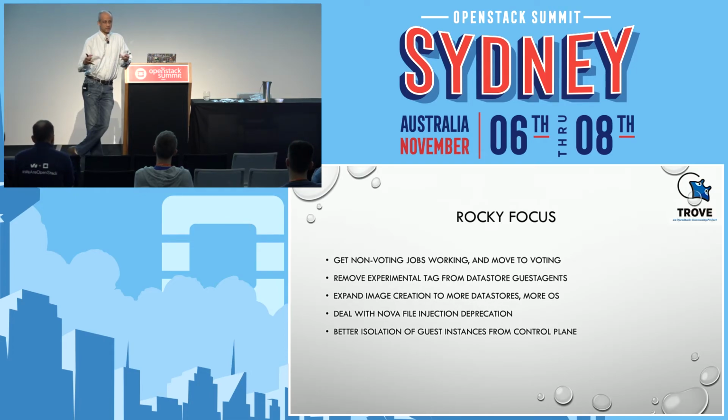Sort of expand that tooling to provide more databases, more OSs. We'll need to, at some point, deal with the deprecation of the Nova file injection. Trove does depend on that, so that's something that's coming up. And we touched upon this a little yesterday. We'd like to do better isolation of the guest instances from the control plane. That's been one of those architectural issues that we'd like to tackle.